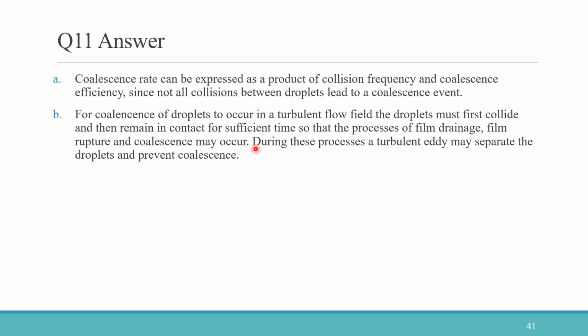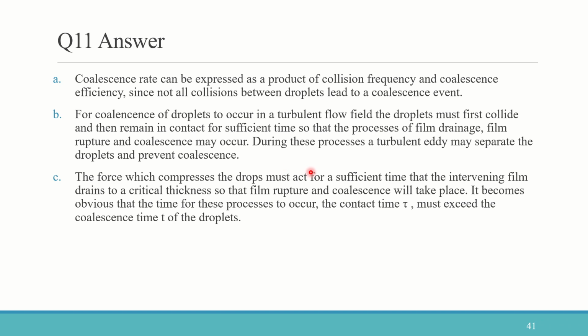So these bubbles or these droplets should remain in contact against each other for a sufficient period of time. During these processes, a turbulent eddy may separate the droplets and prevent coalescence. Sometimes these turbulent eddies may separate the droplets and prevent coalescence also. The force which compresses the drops must act for a sufficient time so that the intervening film drains to a critical thickness, so the film rupture and coalescence will take place. It becomes obvious that the contact time must exceed the coalescence time of the droplets. What we are saying is, the interaction time, where the two droplets remain in contact, that is the interaction time Ti, should be greater than the coalescence time Tc.